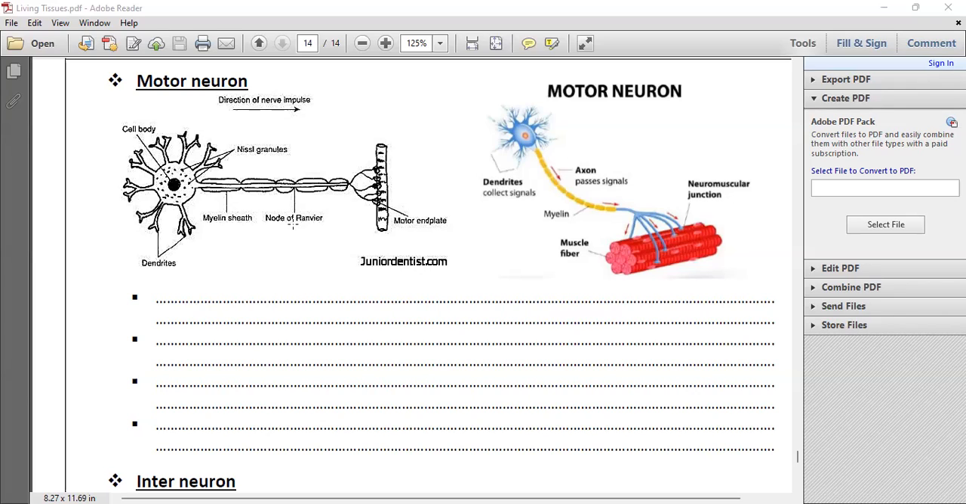And if you can see here, the cell body of a motor neuron is like star shape. You have a lot of fibers in it, right? See here, it looks like a star. So write like this: motor neuron has a star-shaped cell body with many fibers.